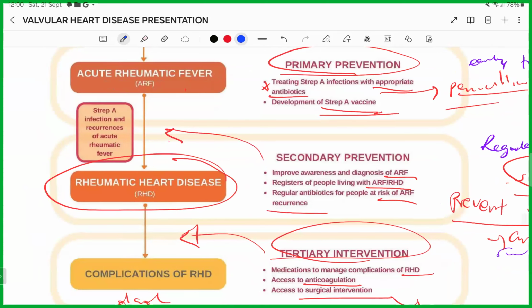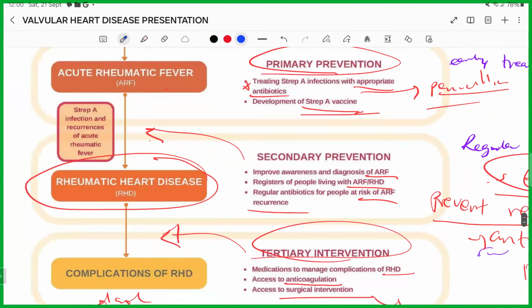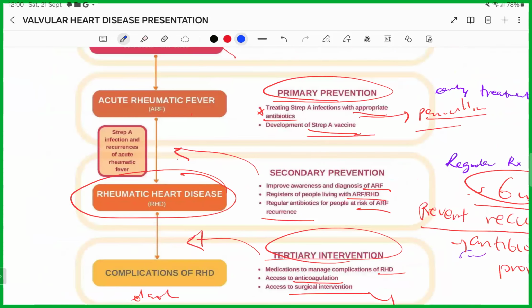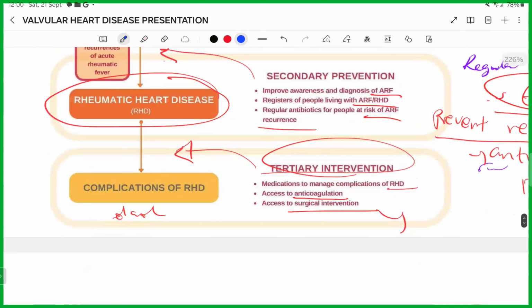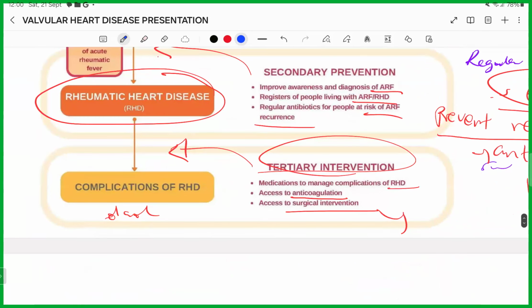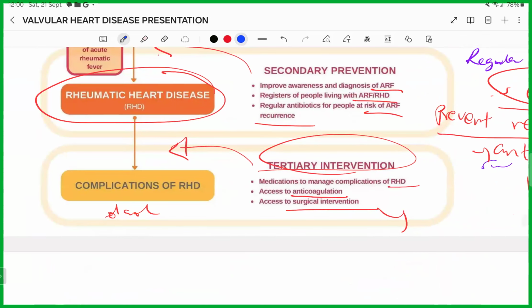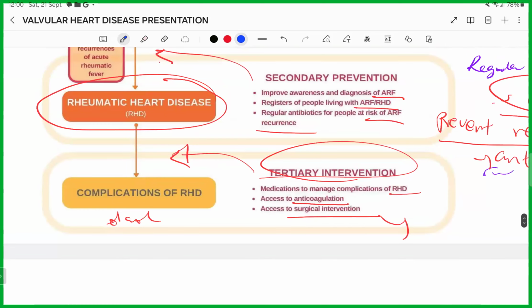Sometimes lifelong, others it's, they usually have guidelines. Some, I don't know, to the age of 21, others to the age of 40. Those ones you can always just look at. And then tertiary intervention is now when it complicates. This person probably has serious conditions, and so they need either surgical intervention or to be on anticoagulation to avoid getting clots. So that is how you manage it.